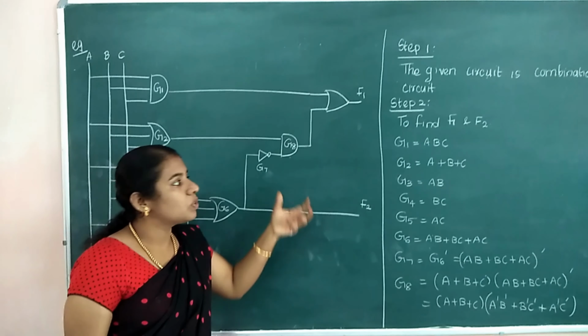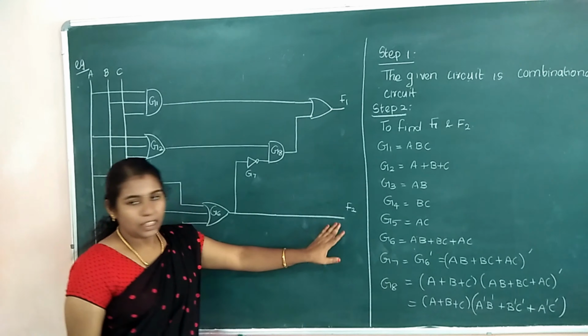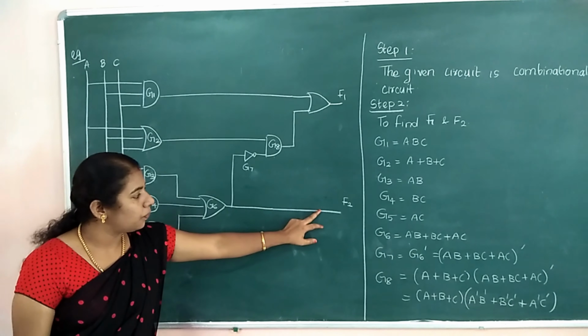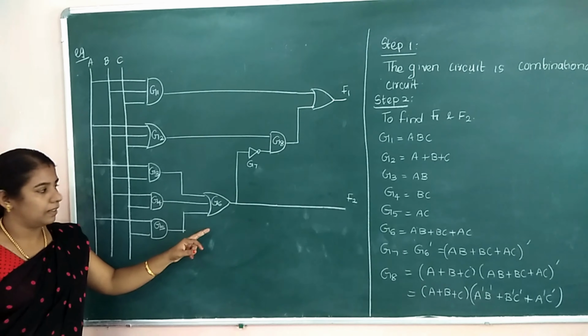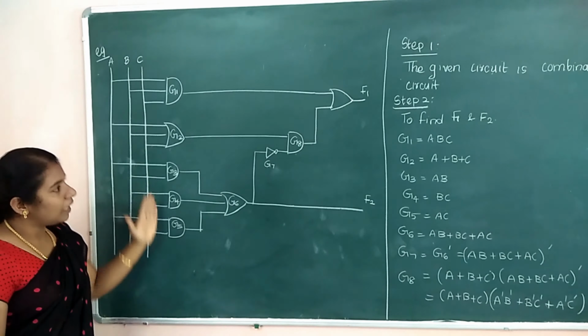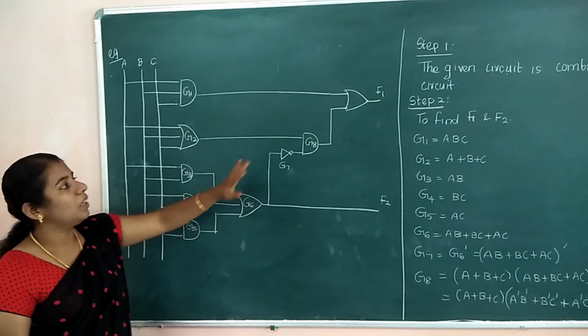Then the second step is to obtain the output Boolean function. Here the output functions are F1 and F2. F1 is the OR operation of G1 and G8, and F2 is the OR operation of G6. So we want to find all these first. Here these are all the input gates. This is the output gate and these are the intermediate gates. In some cases, they won't give the gate names. In such cases, we assume labels for the gates: G1, G2, G3, like that, we give labels to each gate.